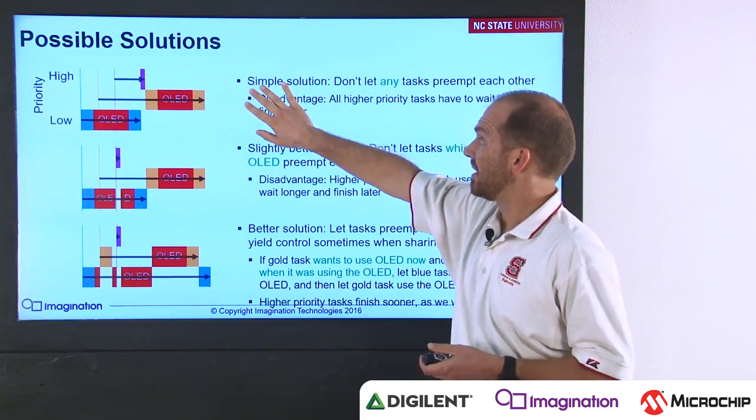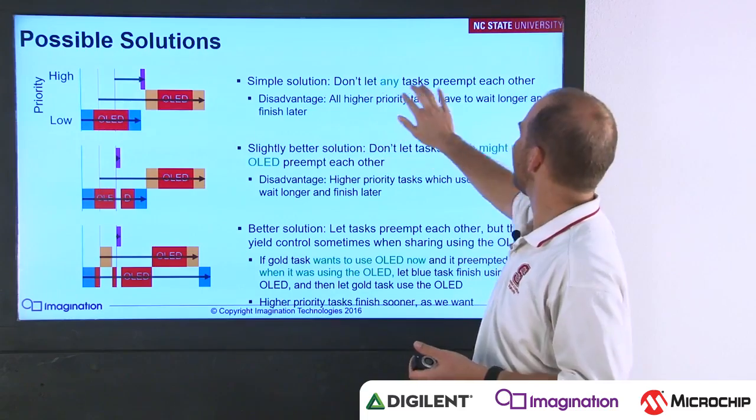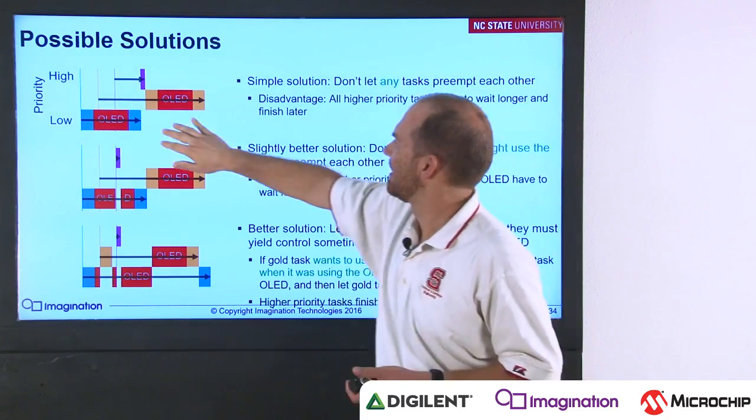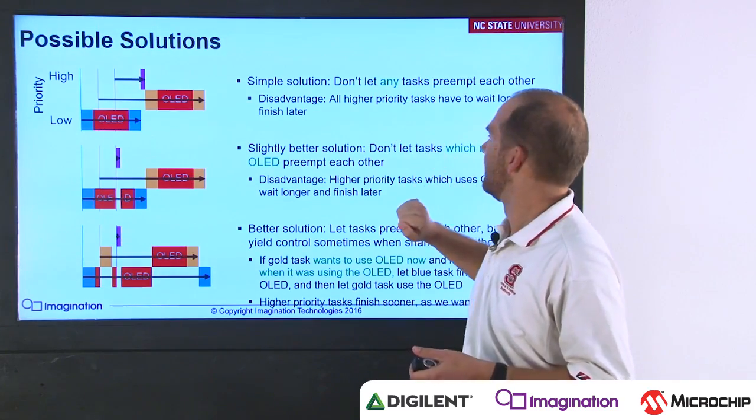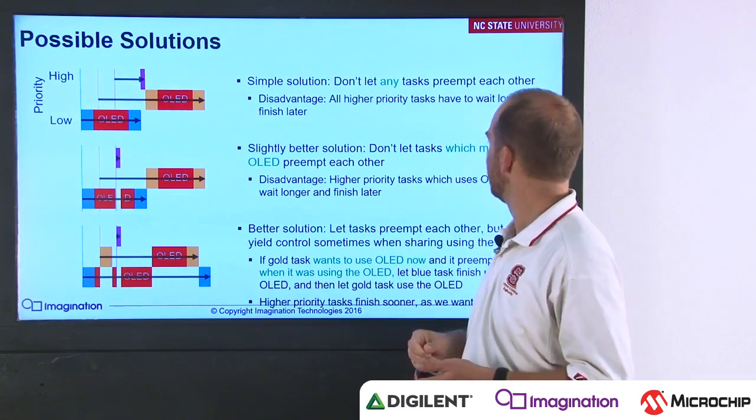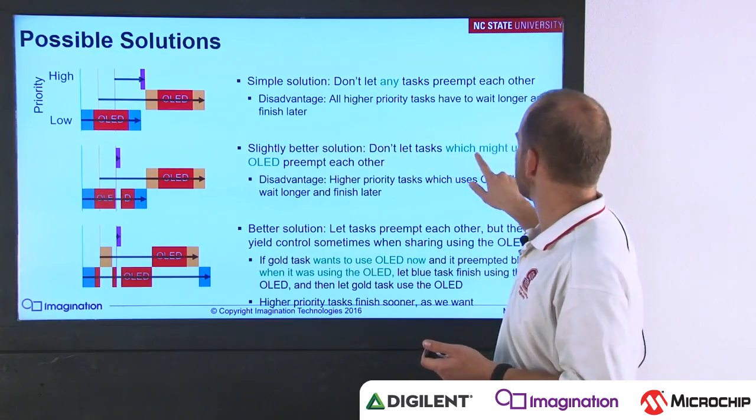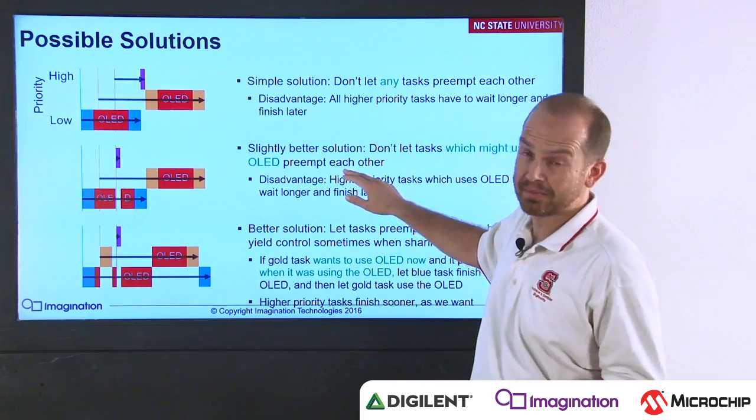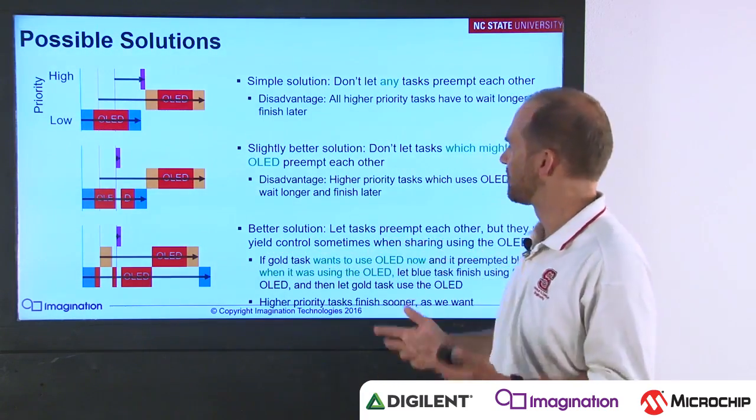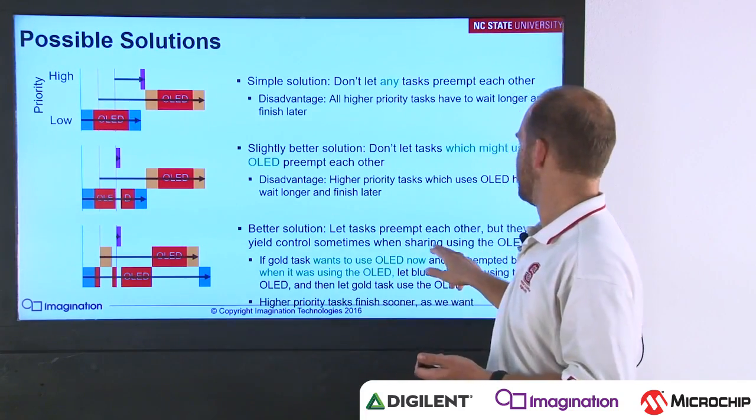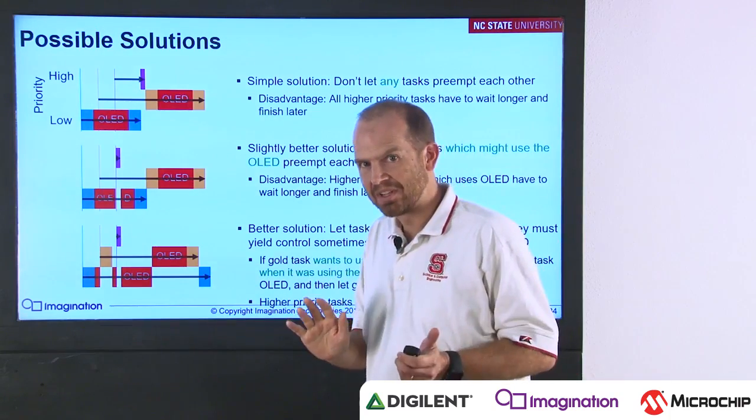We could go with a very heavyweight elimination of all preemption. Don't let any tasks preempt each other. And we see that this delays all higher priority tasks when they don't necessarily have to be delayed. We then look at some better solutions. Maybe we just don't let the tasks which might use the OLED preempt each other. And then an even better solution, which allows tasks to preempt each other, but if they need to use the OLED display, then they have to take turns.